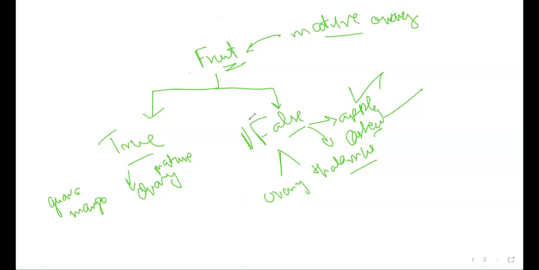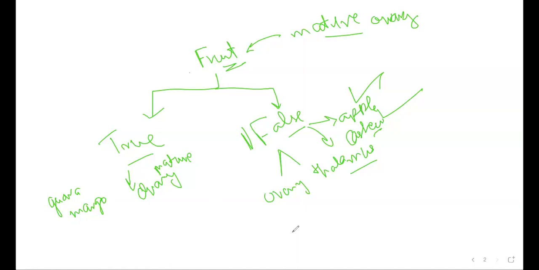On the other hand, we also have the concept of a false fruit, like in the case of the apple and the cashew. What's happening in it? In this particular case, it is not only the ovary, but along with the ovary, one more part of the flower, that is the thalamus, also becomes part of the fruit. And that is how we say that it is a false fruit. Fine? Okay. I think this concept is very clear.